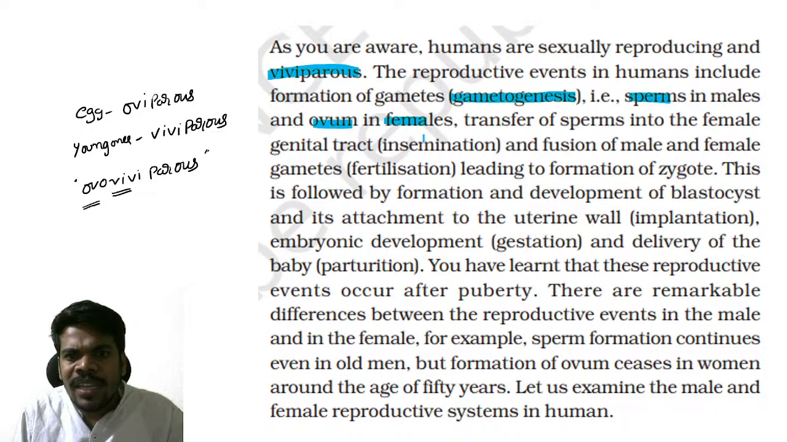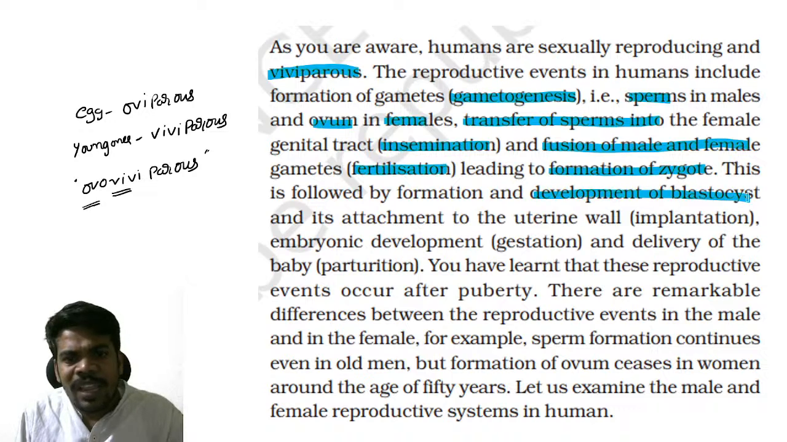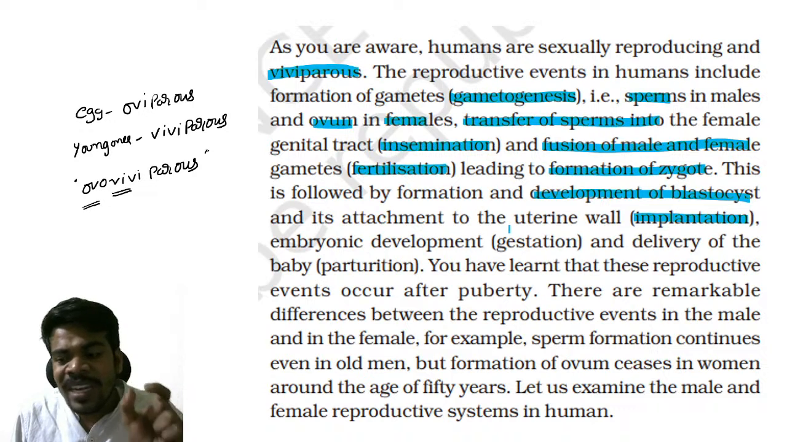Okay, and next, insemination. Insemination means transfer of sperms. Transfer of sperms into the female reproductive tract is insemination. And then next, fertilization. Fertilization means fusion of male and female gametes, and that leads to the formation of zygote. This is followed by development of the blastocyst, and the blastocyst gets attached to the uterine wall, implantation. Every word is a 2 mark question, every word is a 1 mark question, and every word is a NEET examination question.